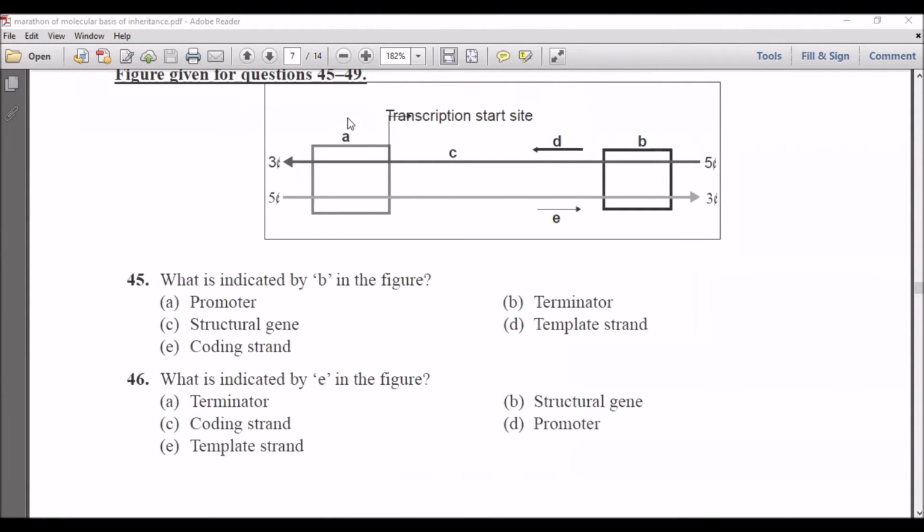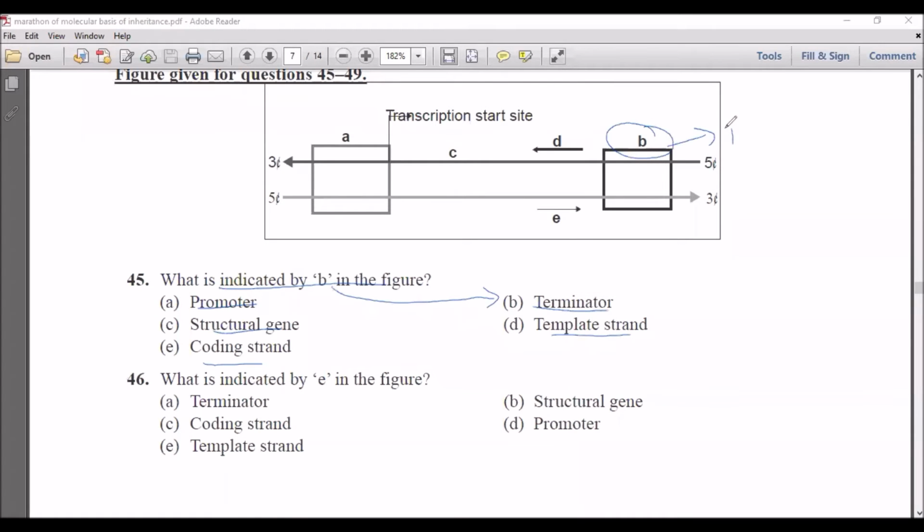So first question is, what is indicated by B in the figure? We have to identify this B in the figure. Options are promoter, structural gene, terminator, template strand, and coding strand. Now we know that B represents the terminator.